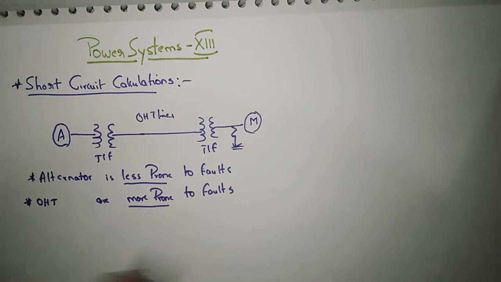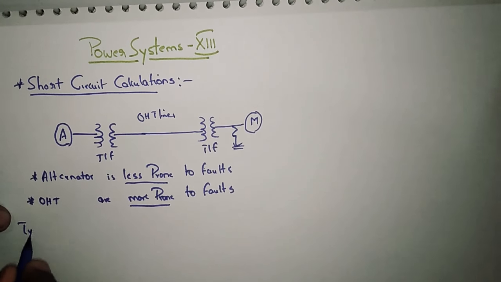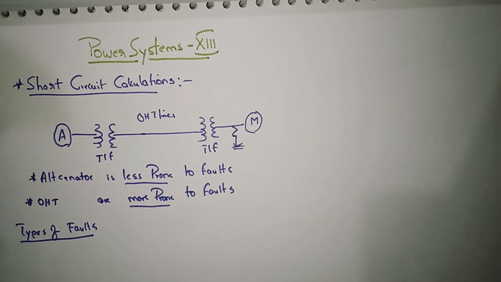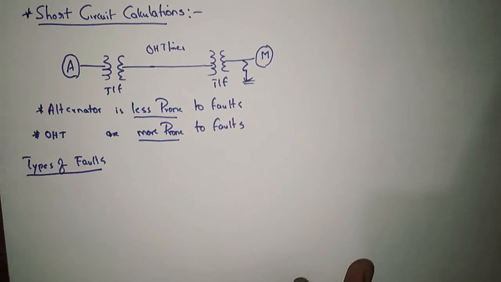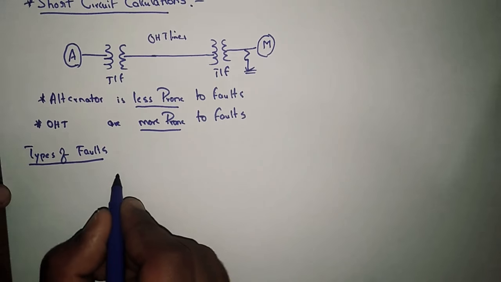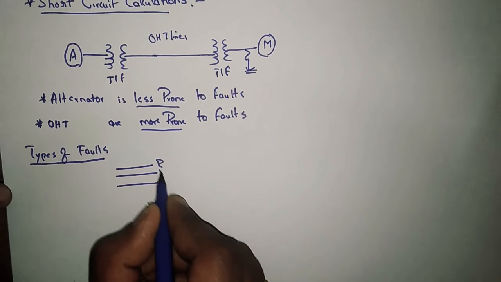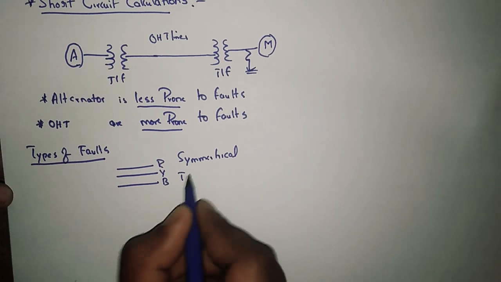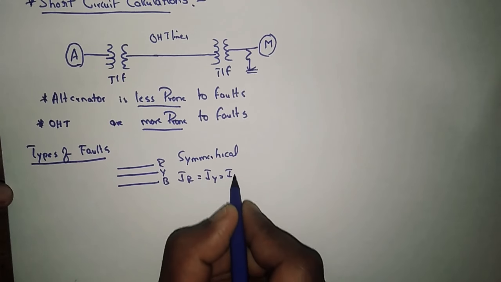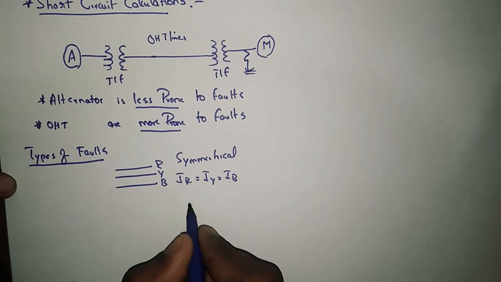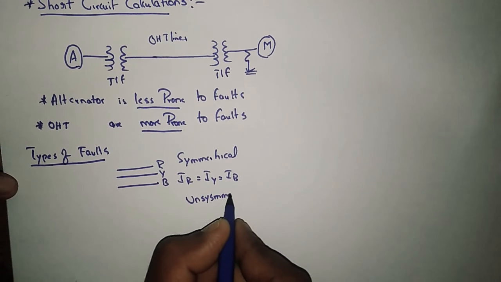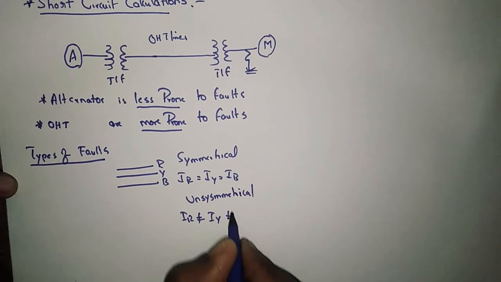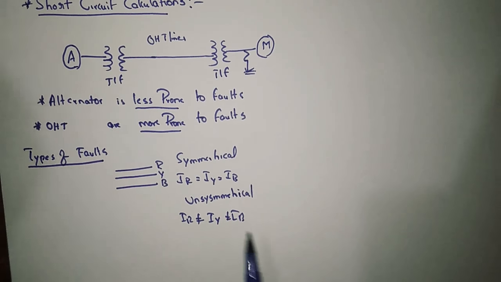Next we are going for different types of faults. We must be aware of symmetrical and asymmetrical faults. For symmetrical faults, all the phase fault currents will be same, R, Y, B. For symmetrical, IR is equal to IY is equal to IB. If it is unsymmetrical, IR is not equal to IY is not equal to IB. So this is the only basic difference between symmetrical and unsymmetrical faults.